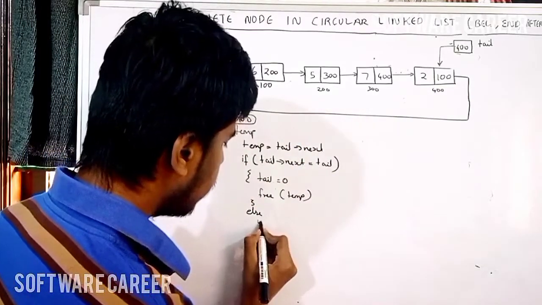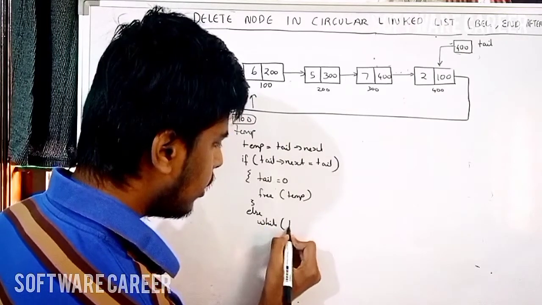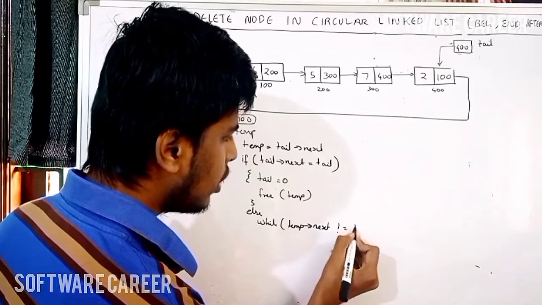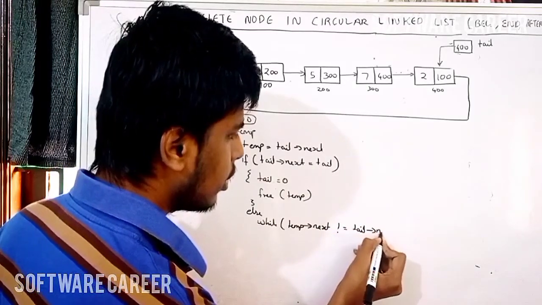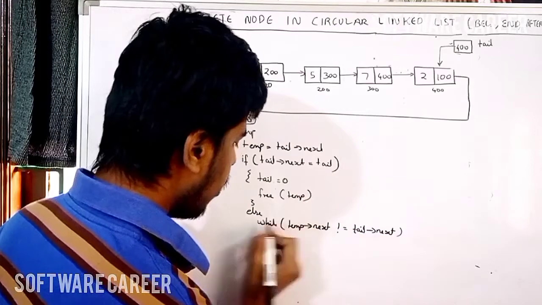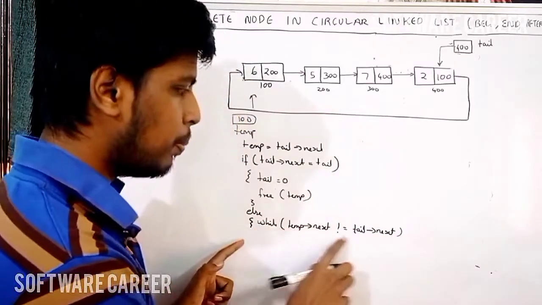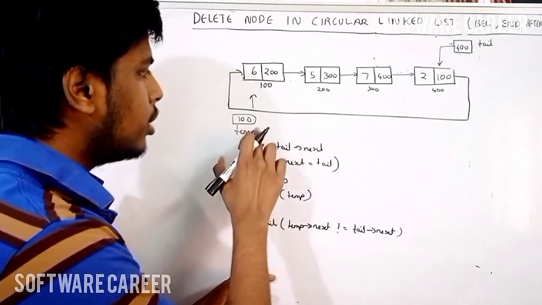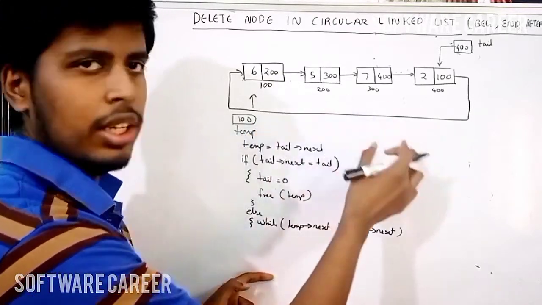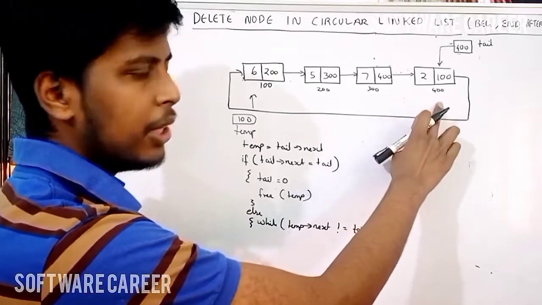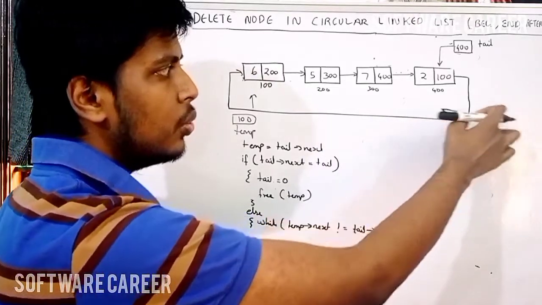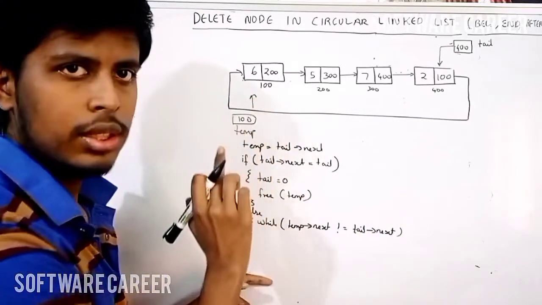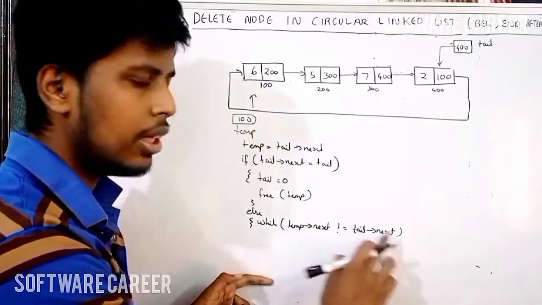Now see, while temp next not equals to tail next. Now what is this condition? While temp next not equals to tail next. This condition is used as the terminating condition. See, I should move this temp pointer one step forward till it reaches 400. It should stop here. After that it should not move to the next node, so that it again does not go to 100. So that's why this is the stopping condition.